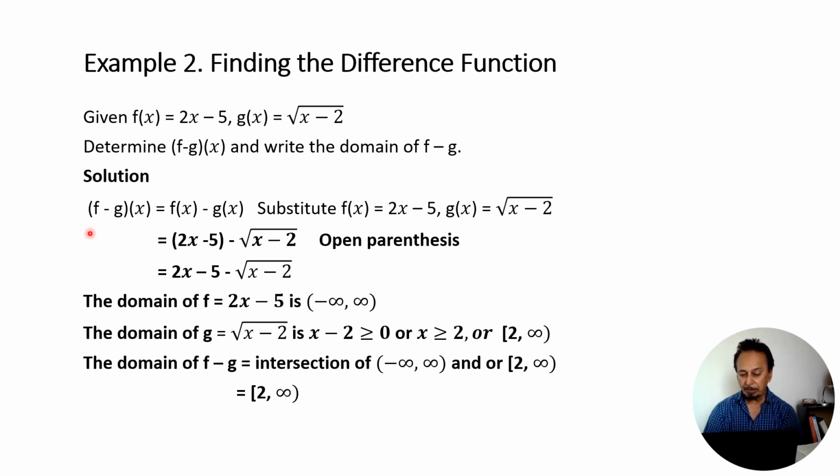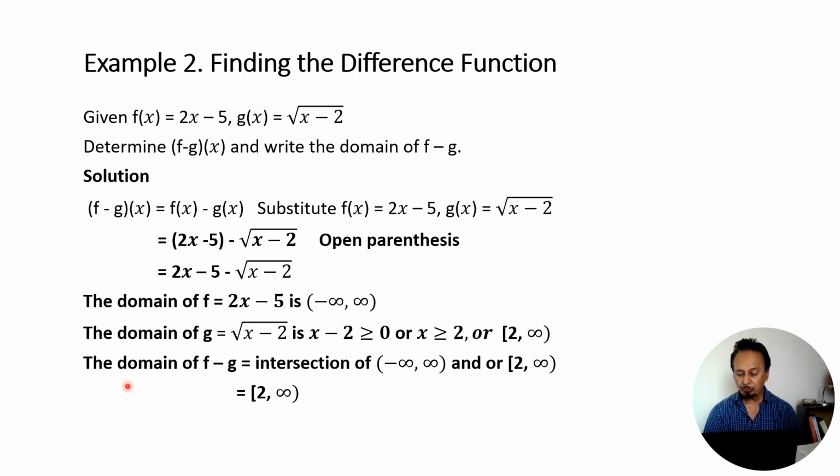Now to find the domain of f minus g defined over x, we need to know the domain of f of x and the domain of g of x. Well, f of x is a polynomial function, and so the domain of f, equal to 2x minus 5, is simply negative infinity to infinity. But to find the domain of g, the square root of x minus 2, we simply set x minus 2 greater than or equal to 0 and then solve for x. X is greater than or equal to 2, and in interval form it is 2 to infinity. Because of the greater than or equal, we use a square bracket.